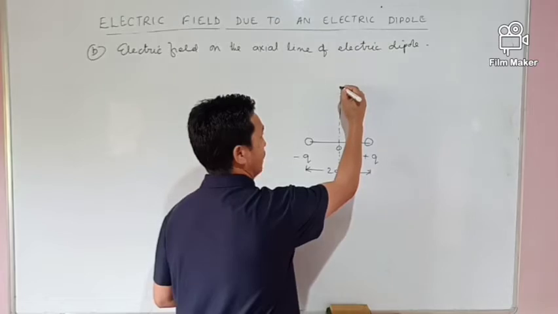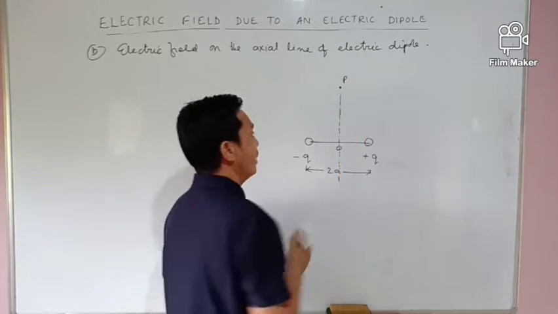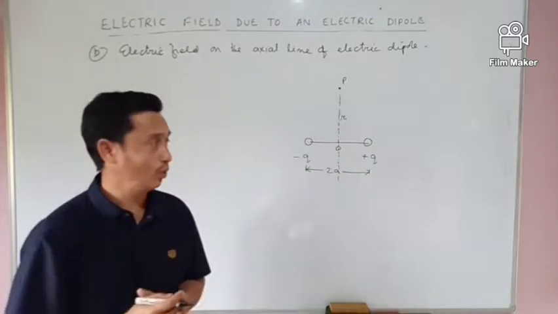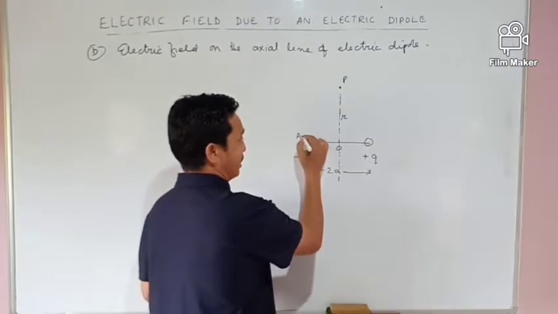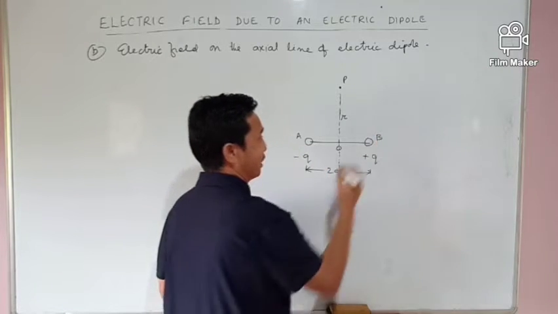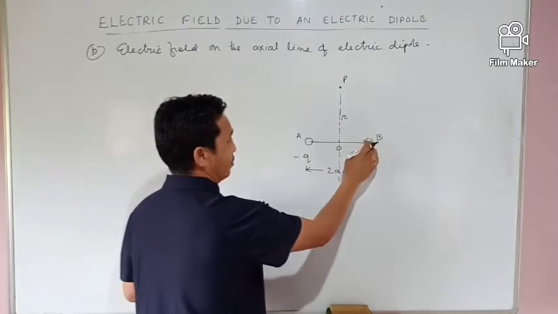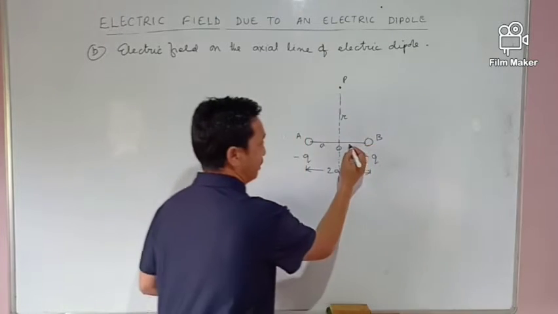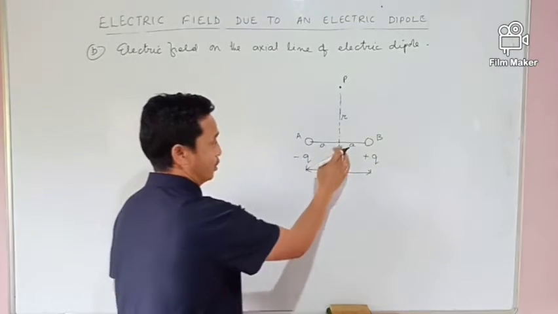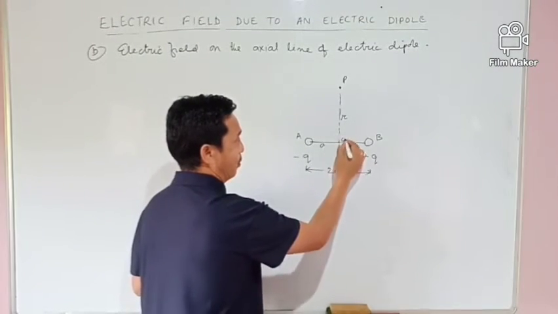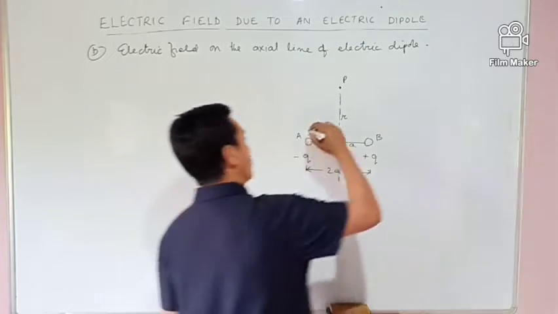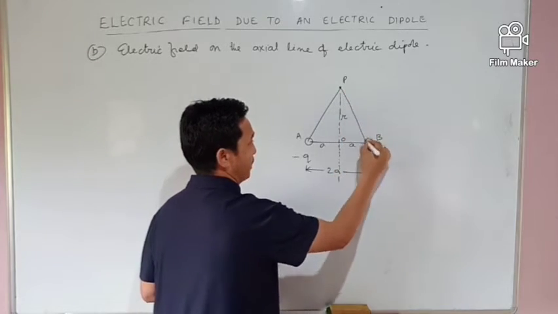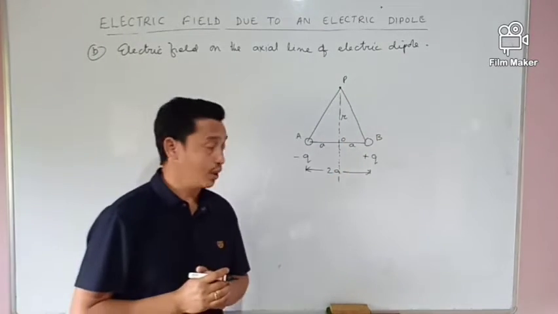So let us consider any point P here, any point P which is at a distance r from the center of the dipole. So let us take this point A and let us take this point as B. Now let us see what happens. So the distance from here to here, this is a, and this is also a, and this is your point O, the center of the dipole. Now the distance from here to here is AP, and the distance from here to here is BP.